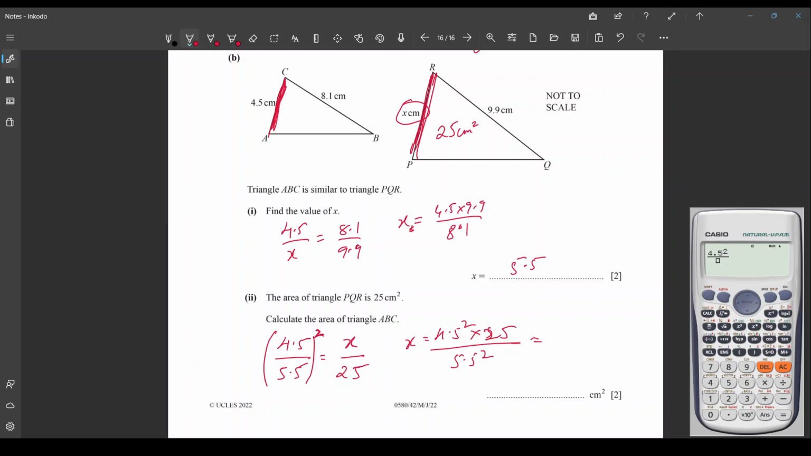4.5 square times 25, then coming down, 5.5 square gives you the answer 16.7. So 16.7 will be the area of the smaller one. I hope you understand this.